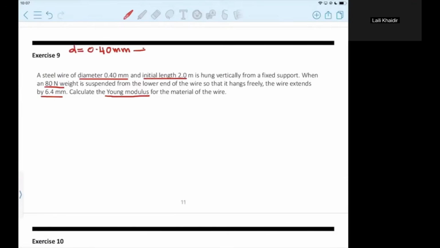So when we convert, it becomes 0.4 times 10 to the power of negative 3 meter. The initial length is 2 meter, in SI unit already. Force is 80 Newton, also in SI unit. But the extension is in millimeter, 6.4 millimeter. So when we convert, it will become 6.4 times 10 to the power of negative 3 meter. So we have the values over here.